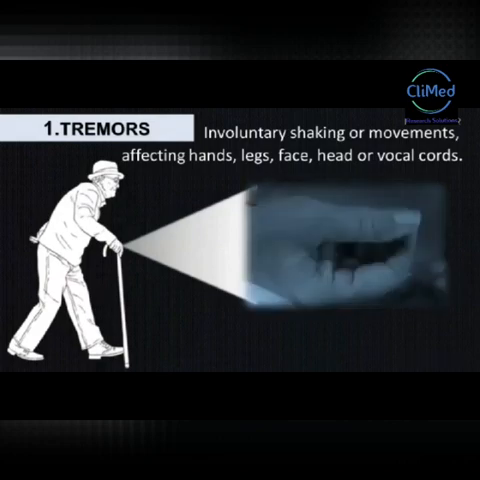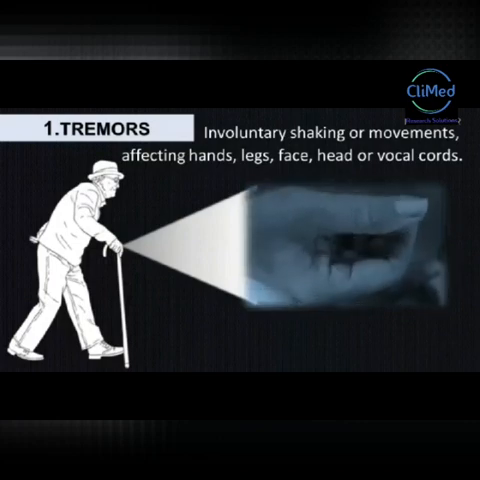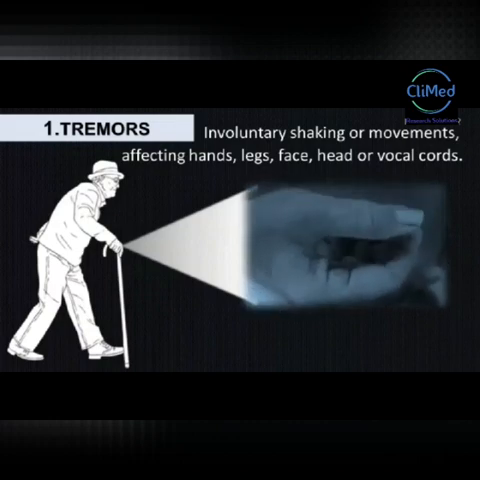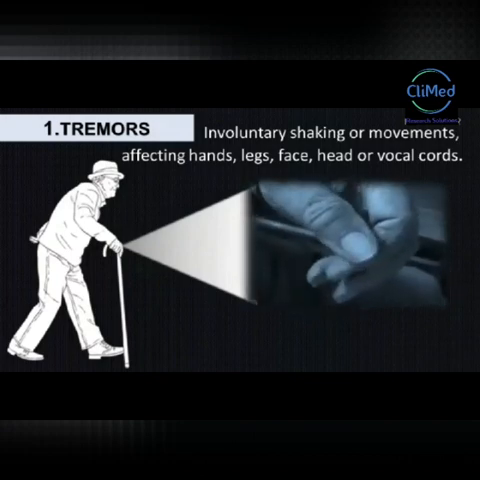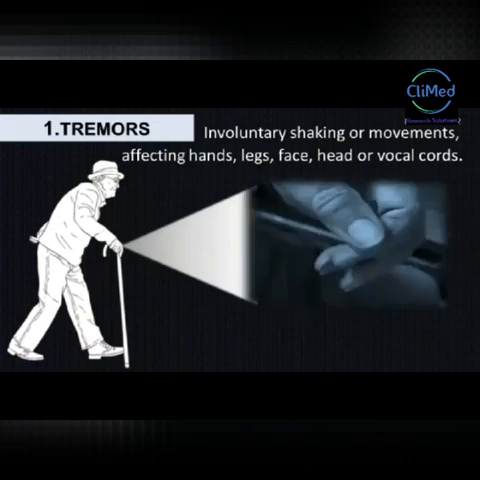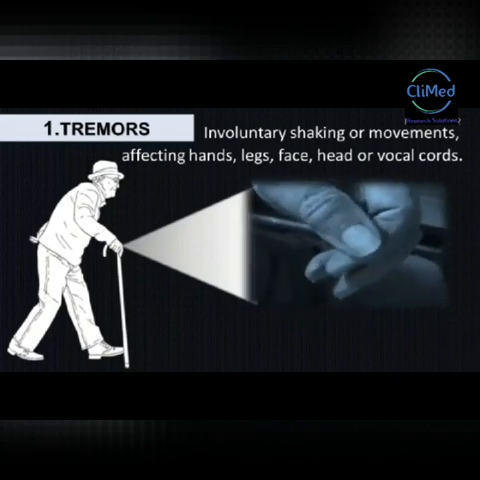By involuntary, we mean that even if the patient is not thinking or deciding to make a movement or to initiate a physical activity, that movement will automatically be initiated, which majorly affects the physical features, mostly the hands, legs, face, head, or even the vocal cords. So now you can understand that this disease can also affect your speech. It can also interfere with your speaking ability.